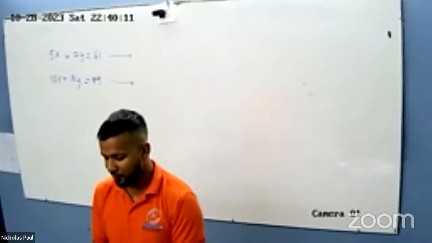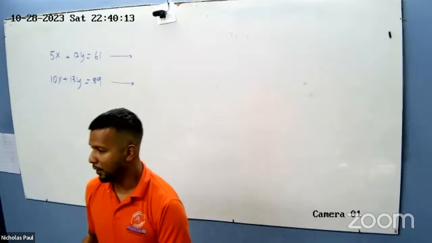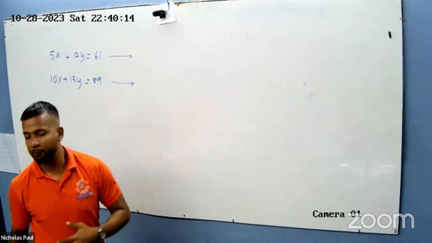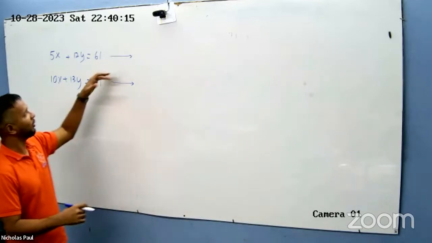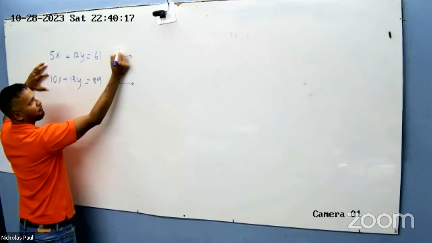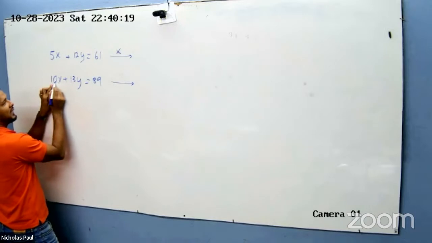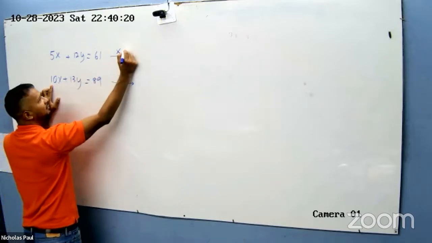Some people are not going to see it like you. Remember, it's not like you. Some people like to follow the text, follow the techniques and remember that, right? So multiply this by 10, and then multiply this one by 5. So you will get 50x plus 120y is 610.